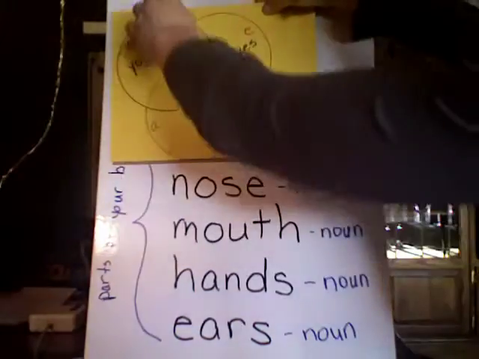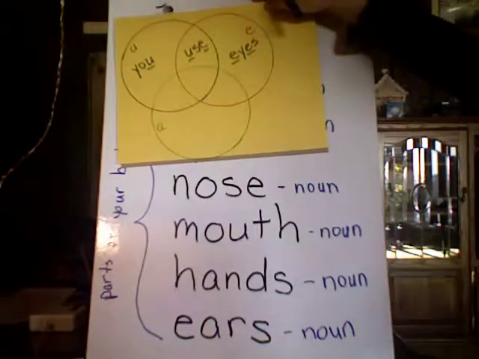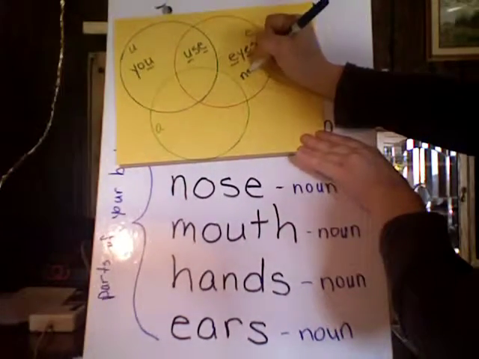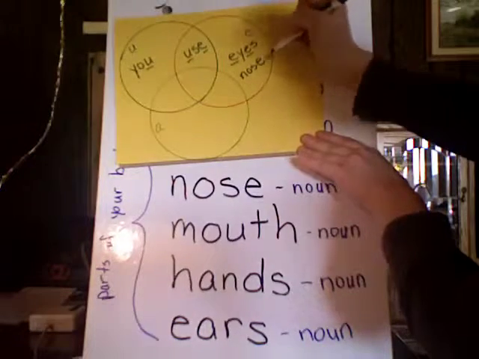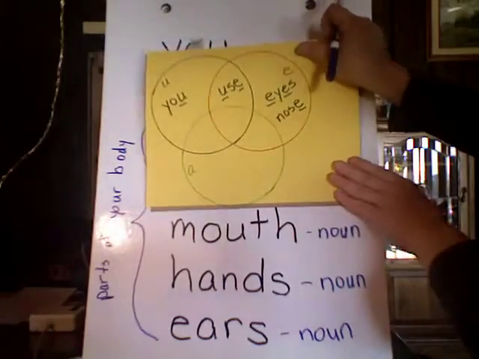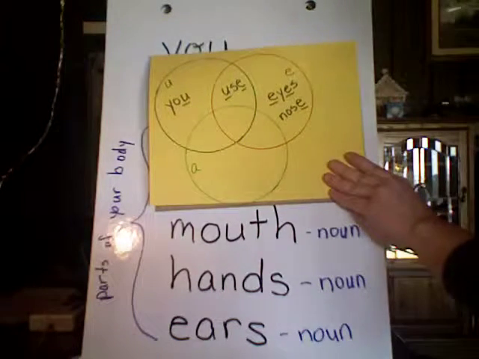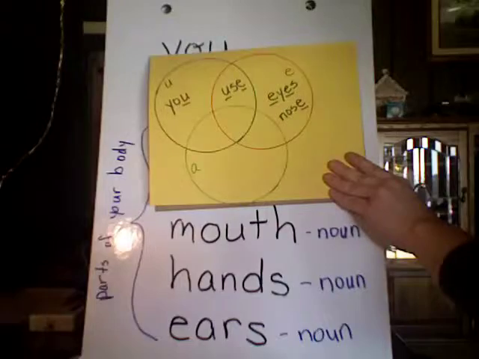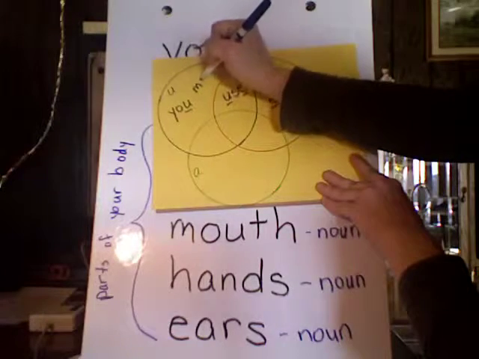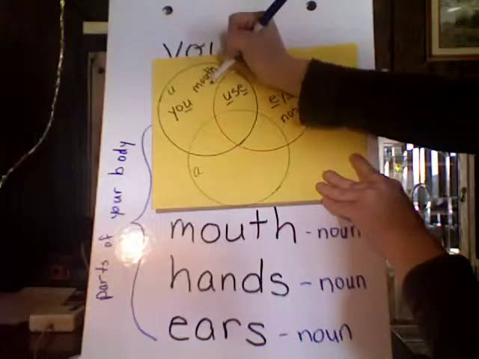Now, we have the word nose. Does nose have U, E, or A? That's another one for E, isn't it? Nose. Do you hear the E? You don't, so it's super silent magic E. Now, mouth. Where would it belong? Visit with a partner and see if you can decide. It only has a U, so we're going to put mouth right here. Mouth. And we're going to underline the U.